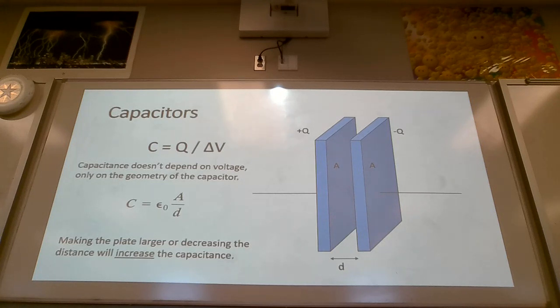So increasing the area is going to make a bigger bucket. Decreasing the gap distance is going to make a bigger bucket.